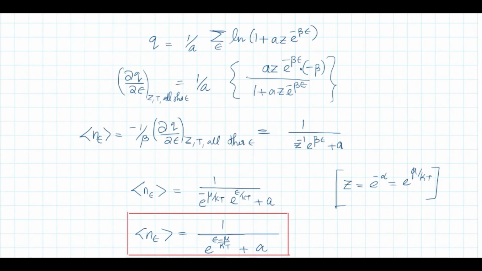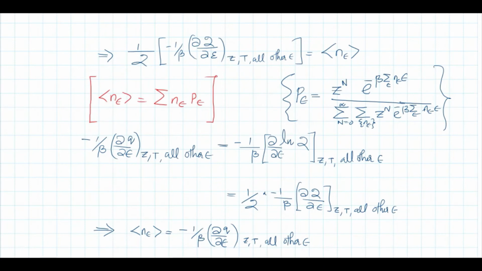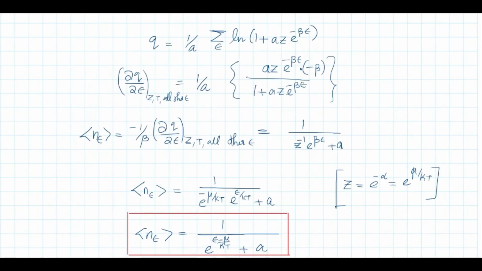We already have an expression for q, 1 by a sigma epsilon log 1 plus az e raised to minus beta epsilon. Substitute here in this expression. We have to take the derivative with respect to a particular epsilon. This is actually a sum, and it sums over all the possible values of epsilon. You are taking the partial derivative with respect to a particular epsilon.